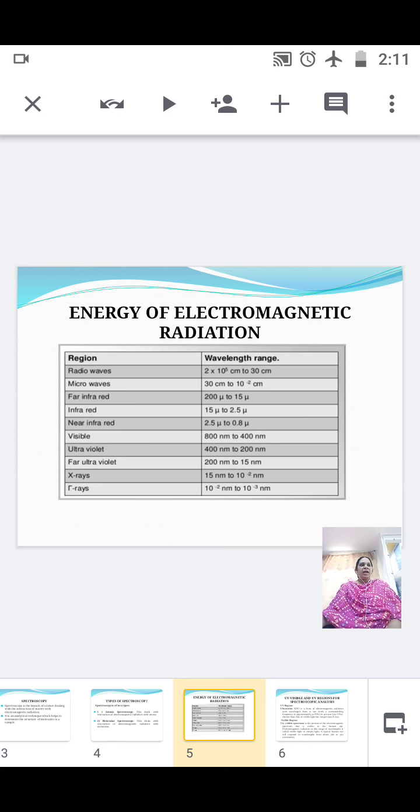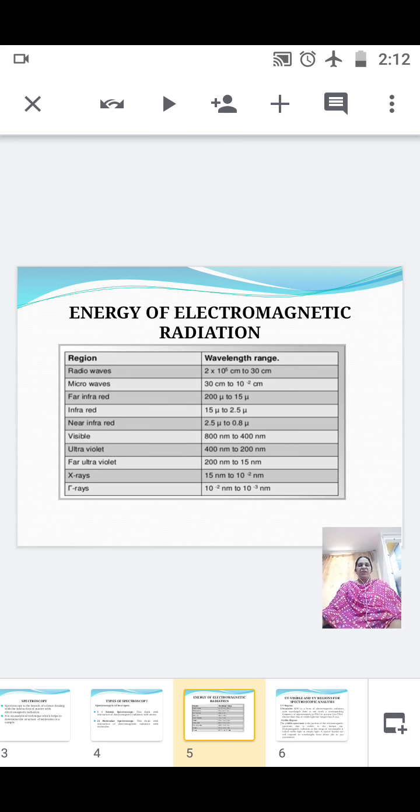Then we have the X-rays, which also have a short wavelength, from 15 nanometers to 10 power minus 2 nanometers. Then we have far ultraviolet which ranges from 200 nanometers to 15 nanometers. Then ultraviolet which ranges from 400 to 200 nanometers. And the visible region which ranges from 400 to 800 nanometers.